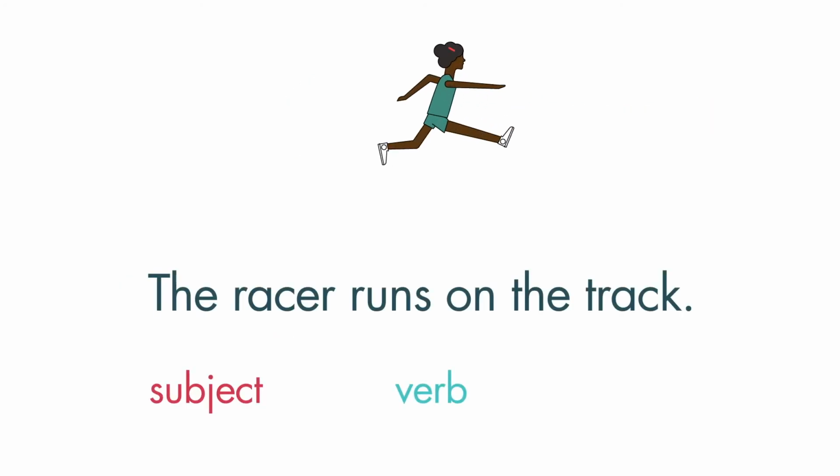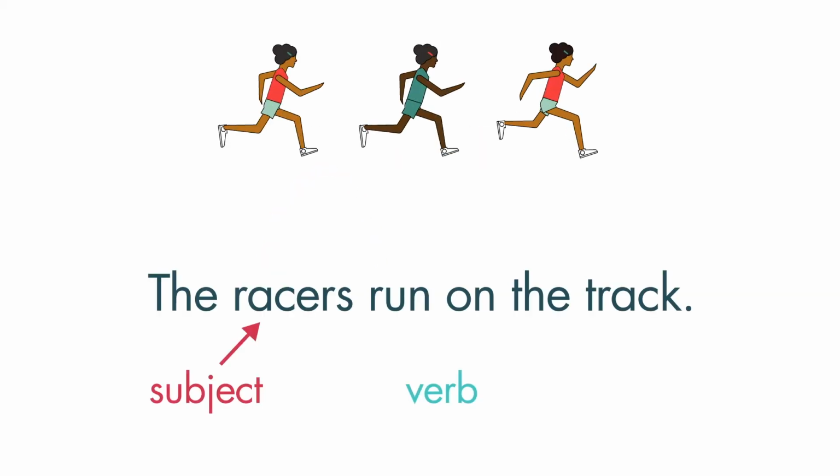The racer runs on the track. Here, the subject, racer, is a singular noun. There is just one. The verb needs an s. If the subject is plural, you do not add s. Here, there are 3 racers, so our verb does not have an s.